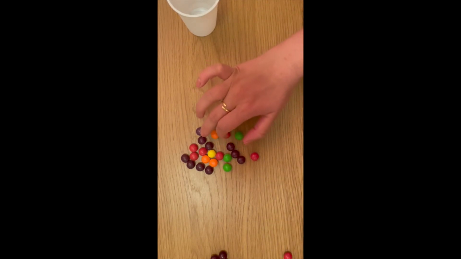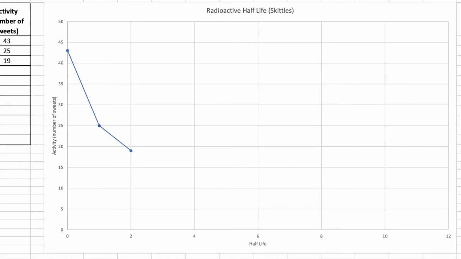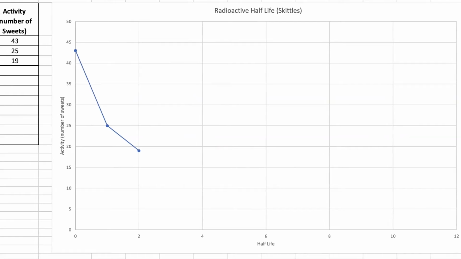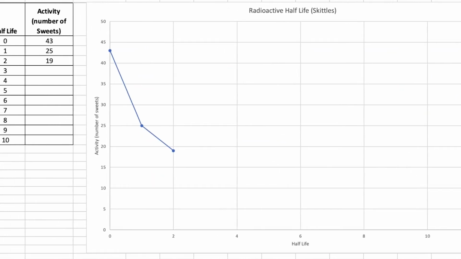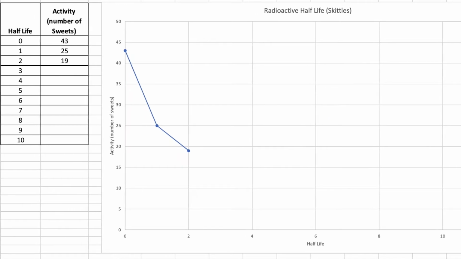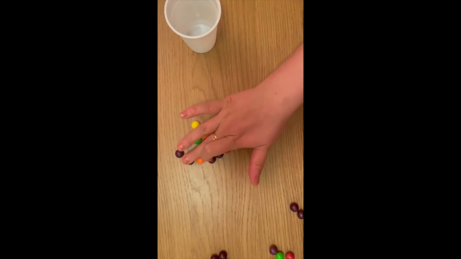So after that second half-life, let's see how many we have. We've got 19 active Skittles remaining, which is quite far off the estimated half, but as I said, don't worry, this is exactly the nature of radioactive decay, it's a probability. So again, we're going to go through the third half-life and remove any decayed Skittles.